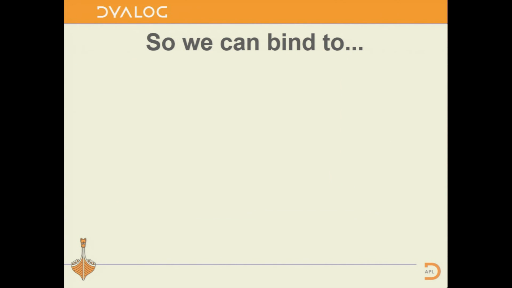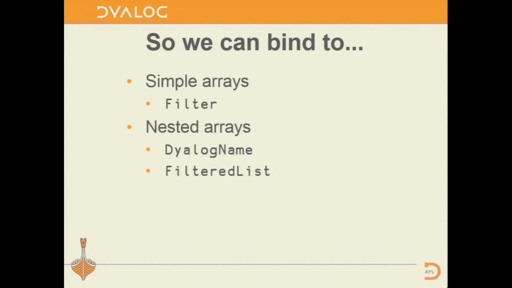So hopefully what I've shown you is that we can bind to simple arrays, this thing called filter. We can bind to nested arrays. We saw that with a couple of things, Dyalog names and the filtered list thing. And we can bind a data source from a namespace as well, and we saw that with this thing called my source that I created.